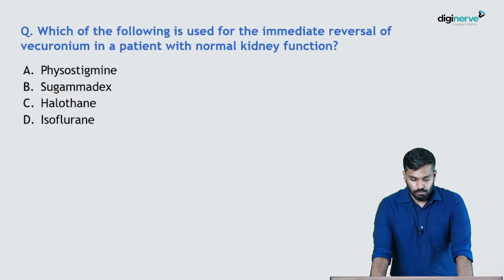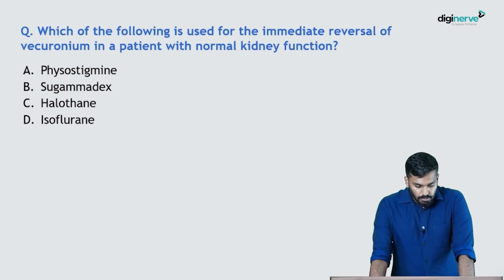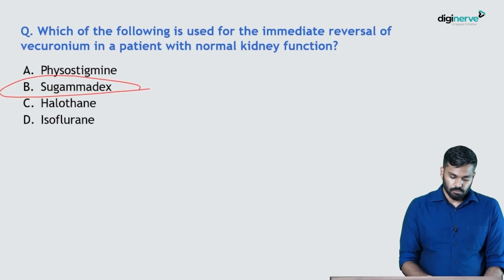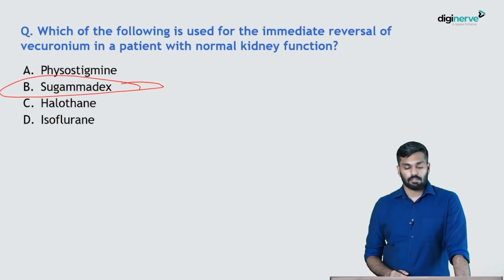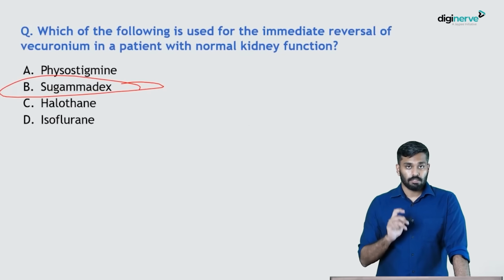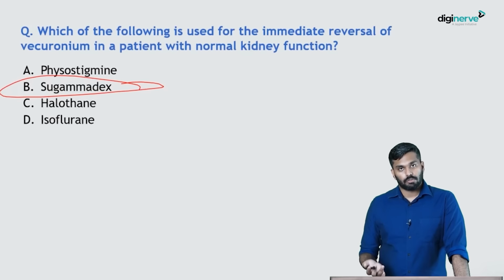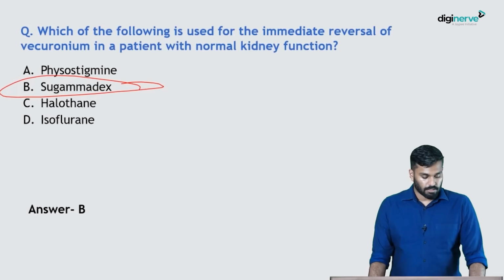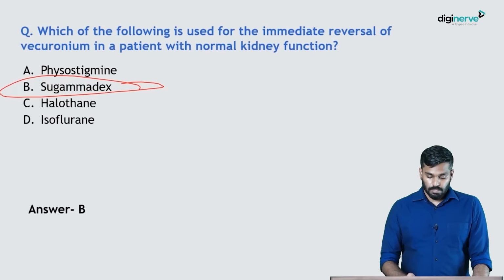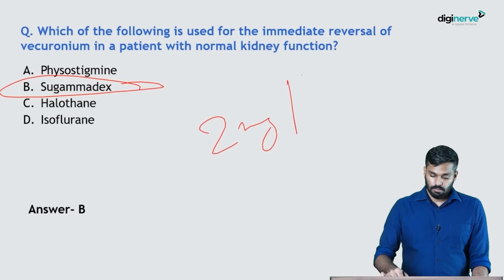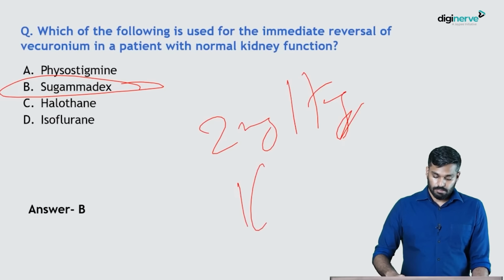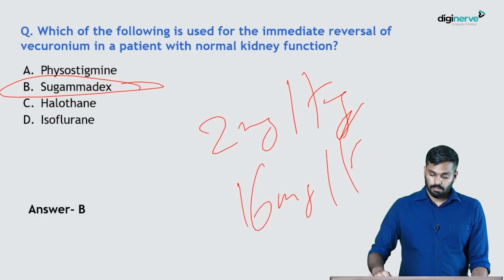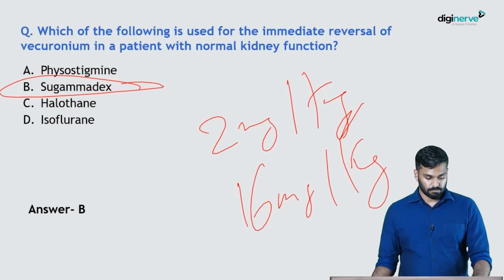Which of the following agent is used for immediate reversal of vecuronium in a patient with normal kidney function? So obviously it's Sugammadex. Sugammadex is the reversal agent of choice for rocuronium, actually, but it can also be used to reverse vecuronium. Yes, it can. The dose of Sugammadex can be anywhere from 2 mg per kg to as high as 16 mg per kg if you want immediate reversal.